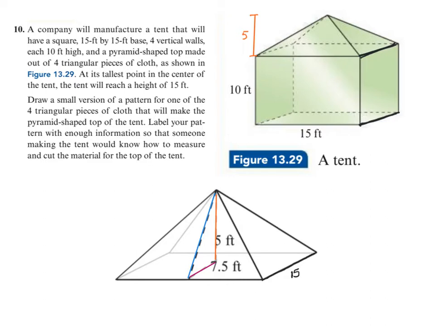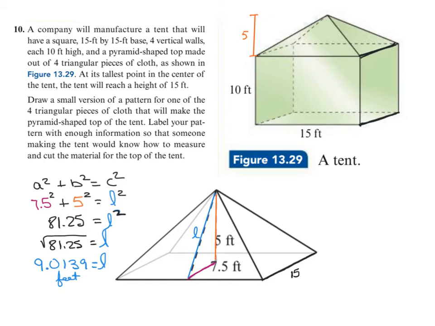Since it's a square base, all of those are 15 feet. So if I go halfway in, like I did here, that's going to be 7.5 because half of 15 is 7.5. We already talked about the fact that our height was 5 feet. What we don't know is the slant height, which we often call L. The slant height here we need to find by doing the Pythagorean theorem.